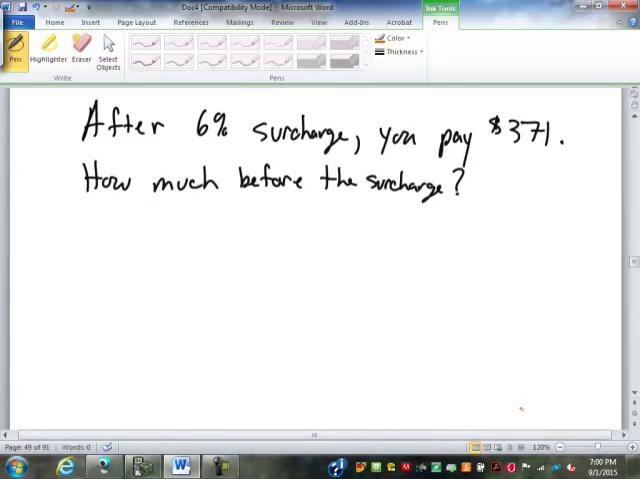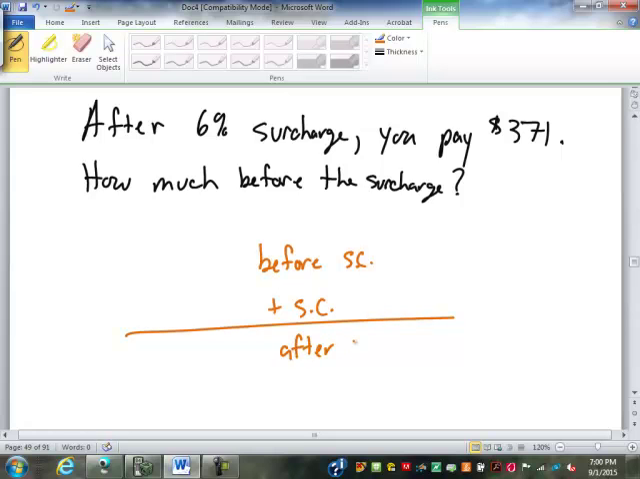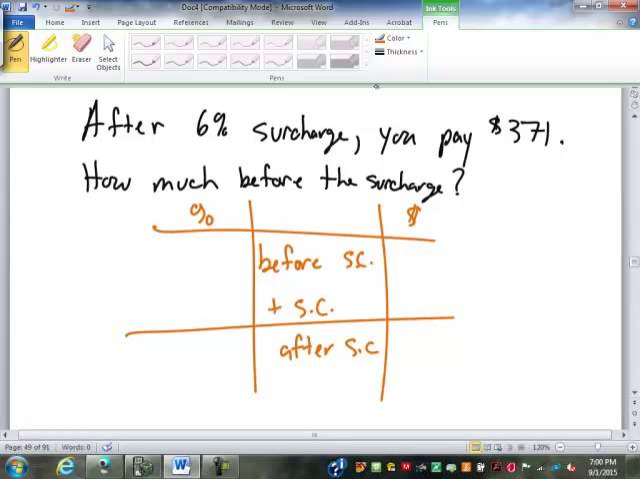Okay, so we have, and however you want to word it here, I'm going to put down before the surcharge plus whatever that surcharge is gives us the price after. And of course, they're going to be described by percents and dollars. What do we know here? After the surcharge is $371. Good. What else do we know?